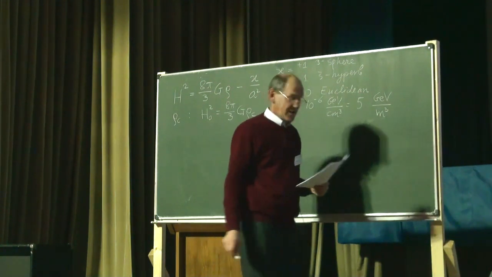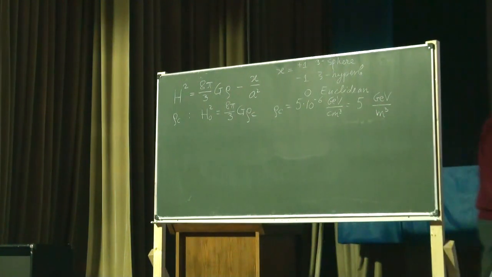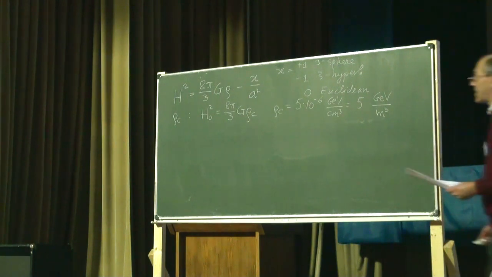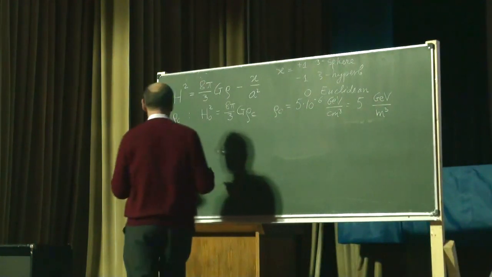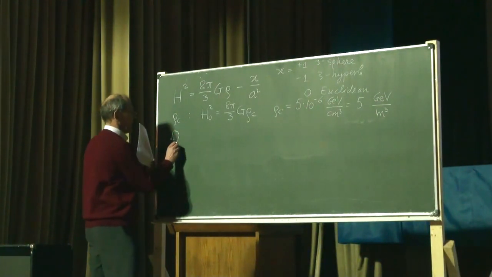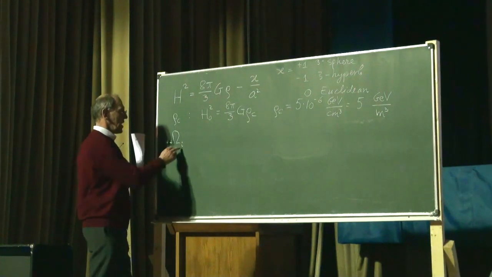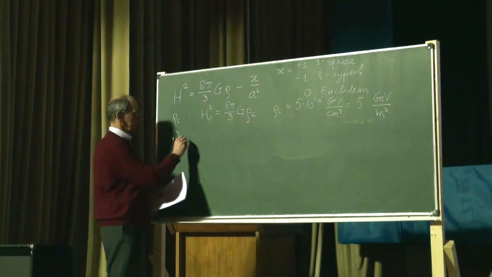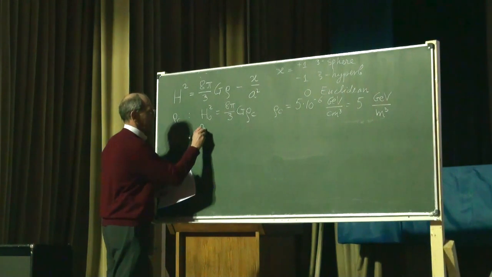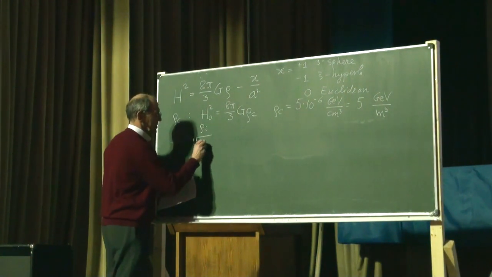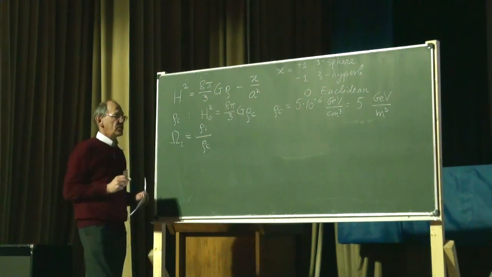Our universe is pretty empty, right? All energy in our universe is just 5 protons per cubic meter, 5 proton masses per cubic meter. So, omegas: the definition is that for any kind of matter, i, one introduces the ratio of its actual energy density over this critical energy density. That's the definition of omega.